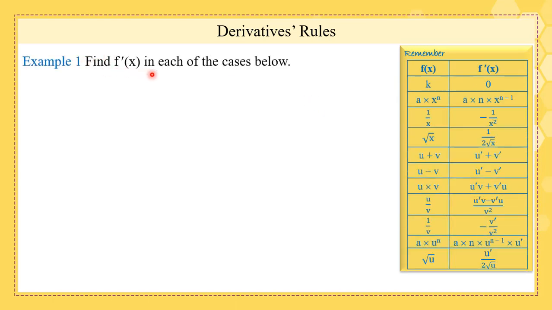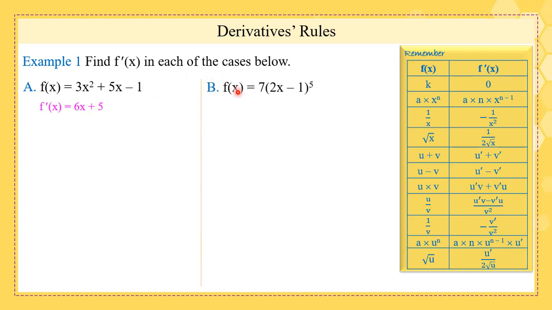Let's see, we need to find f prime of x in each of the cases below. If f of x is 3x squared plus 5x minus 1, in this case, f prime would be 6x plus 5. Remember, in case we have pluses and or minuses, we derive each part alone. And remember also that the derivative of negative 1 is 0 being a constant.